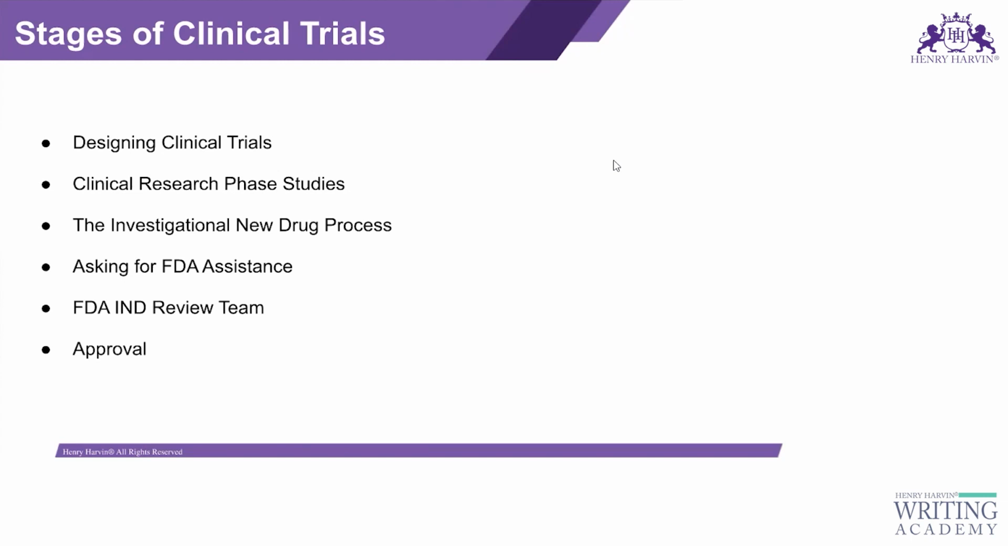Then clinical research is done in three phases: phase 1, phase 2 and phase 3. What will happen in phase 1, what will happen in phase 2, what will happen in phase 3, and how many participants will be there in each phase. All this is decided.